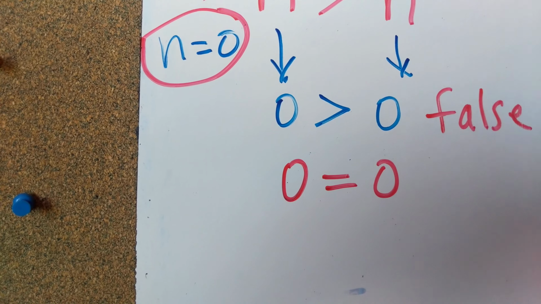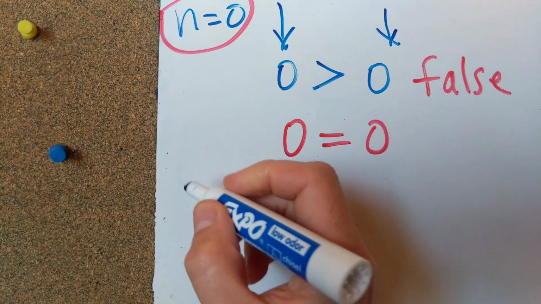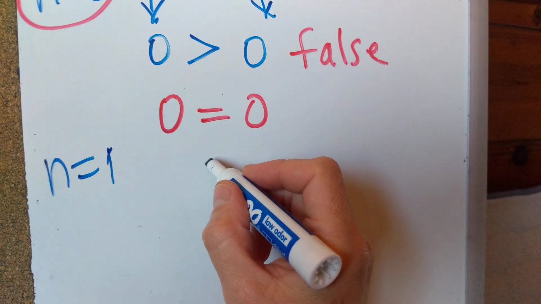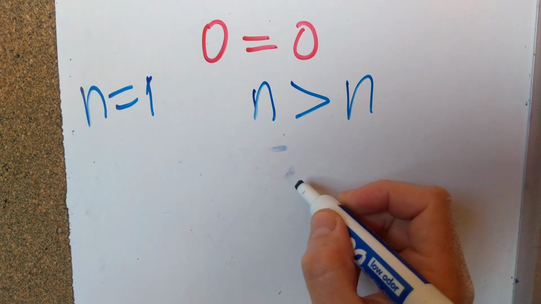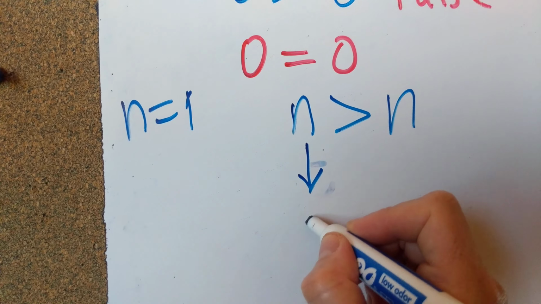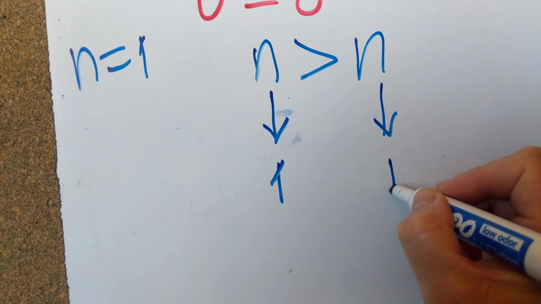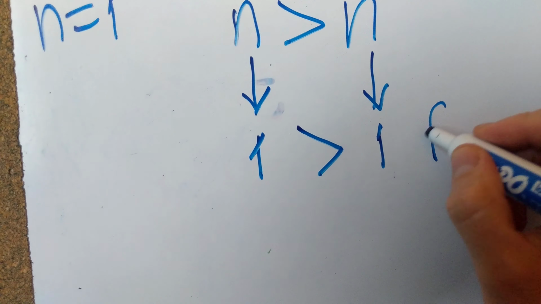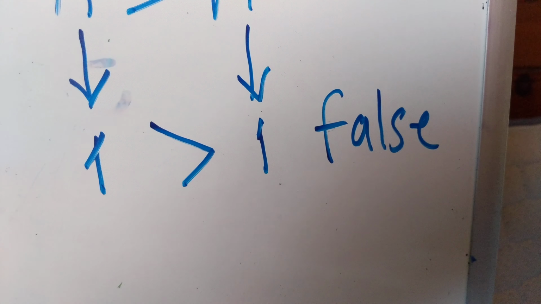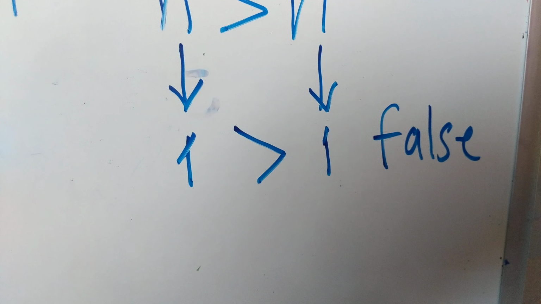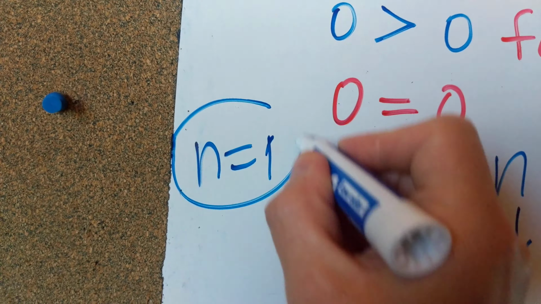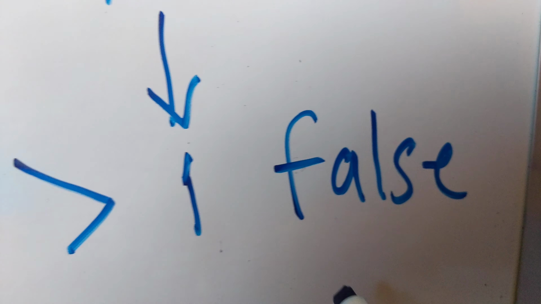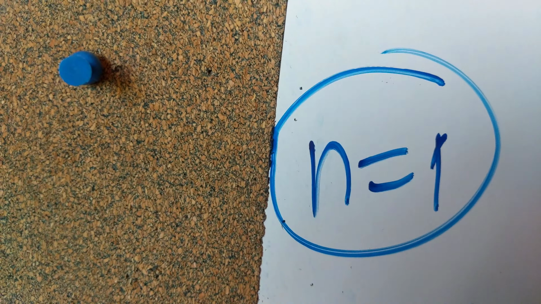Instead of choosing n equals 0, could I have chosen n equals 1? Well, let's see. If I choose n equals 1, then I have n is greater than n. n becomes 1, and the other n also becomes 1. So we have that 1 is greater than 1, which is false. So if I get a false, I found what I was looking for. This is a counterexample. When n is equal to 1, this statement becomes false. So that's another possible answer.